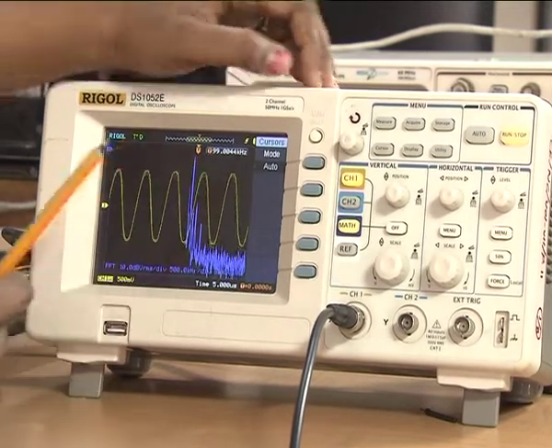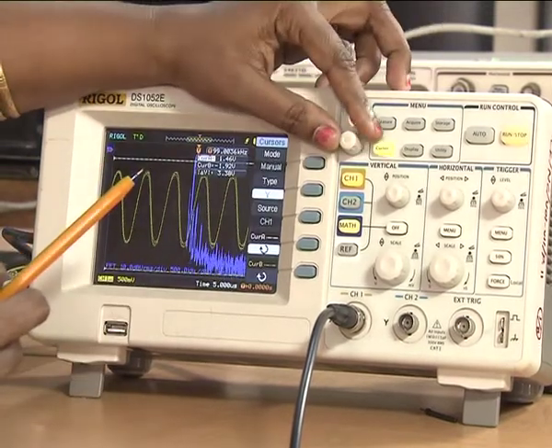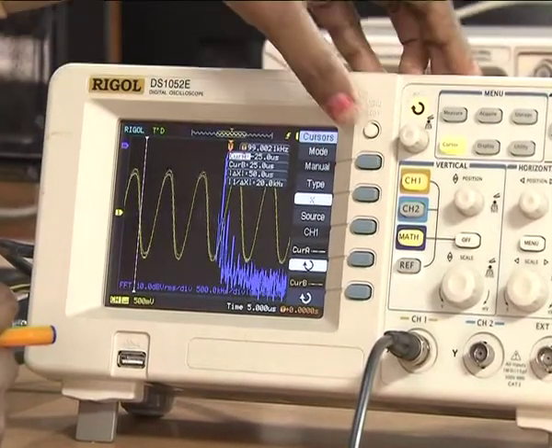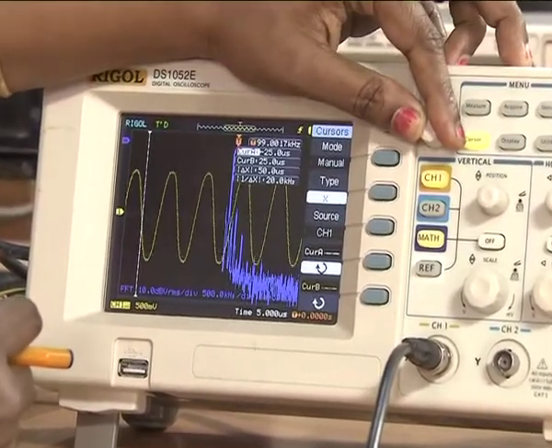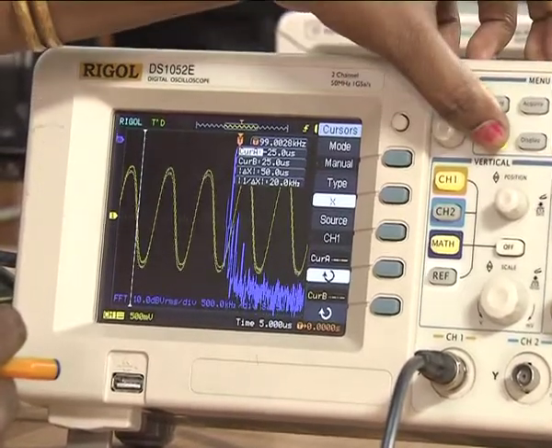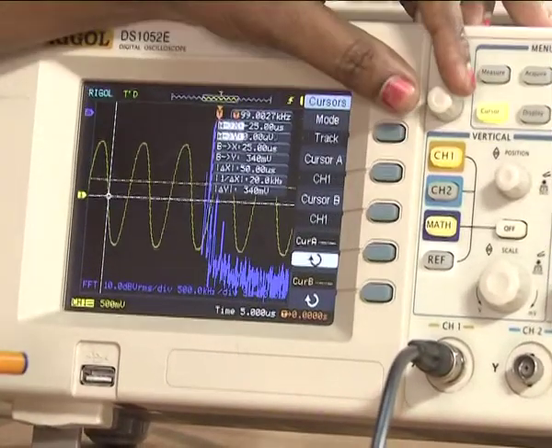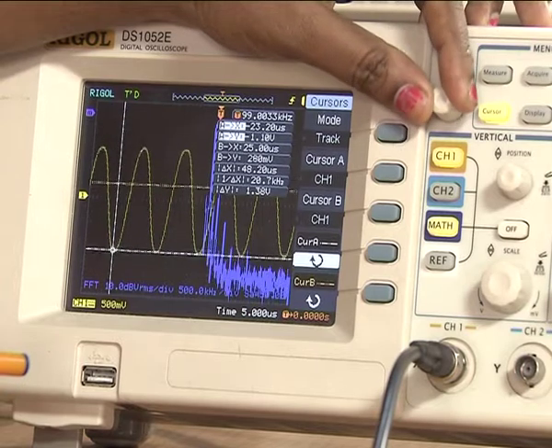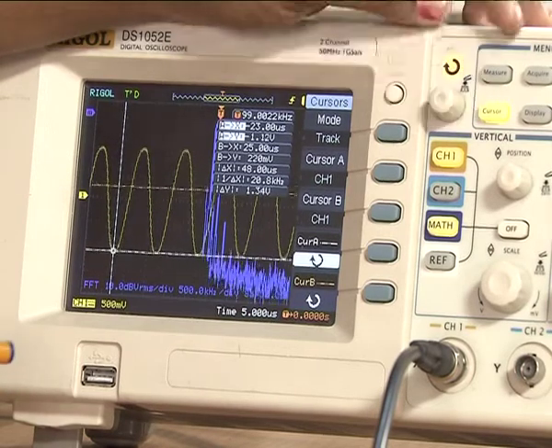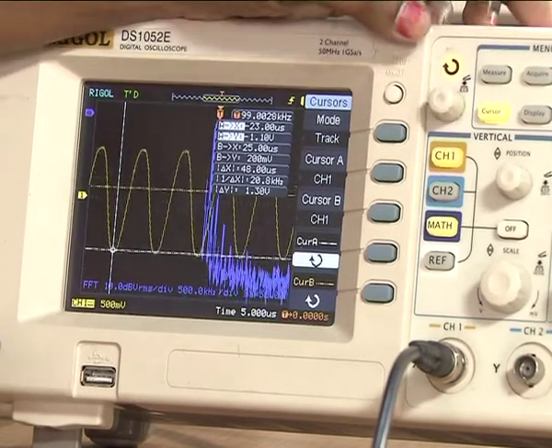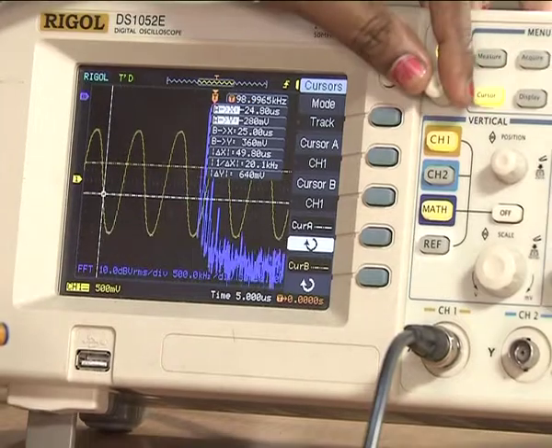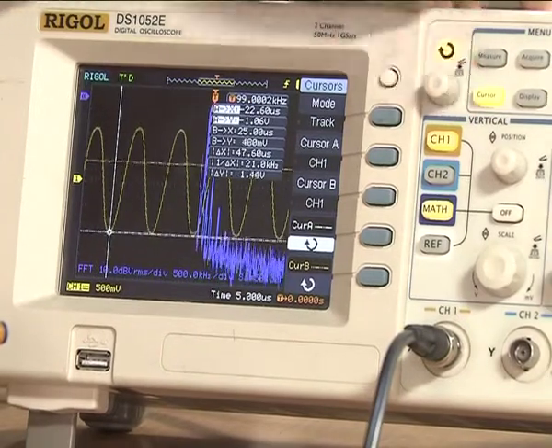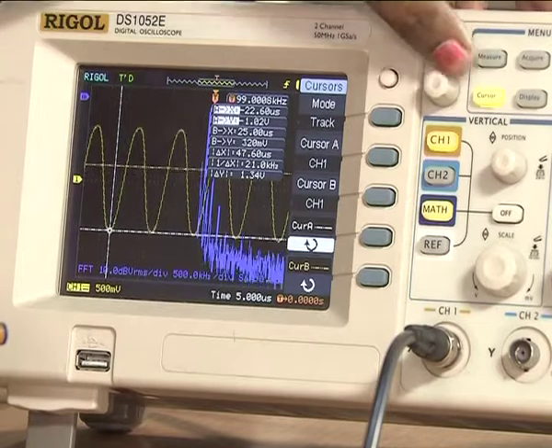It is at the 99 kilohertz. So, we can measure that using the source, whatever type of signal we want to measure. If you want to measure the amplitude, you have to adjust the cursor and see what the amplitude of the signal is by just moving on peak to peak values. We adjust cursor A, and we are just adjusting cursor B to see the amplitude of this signal.